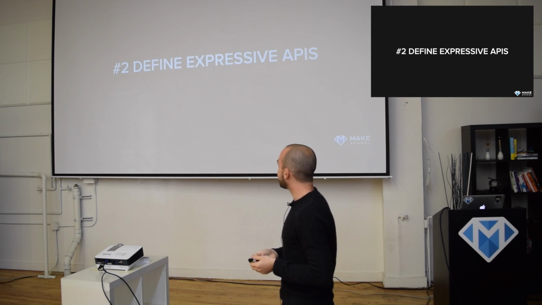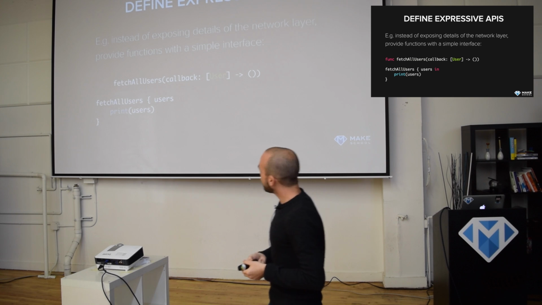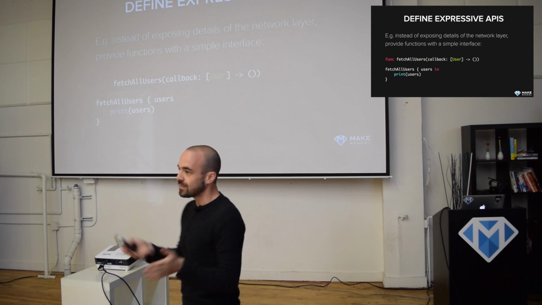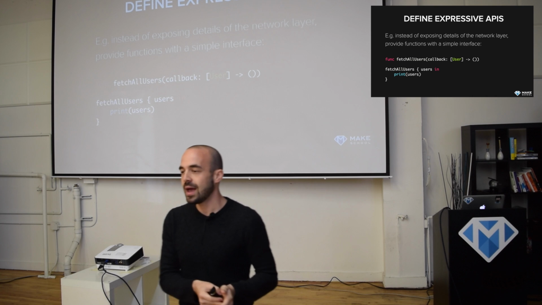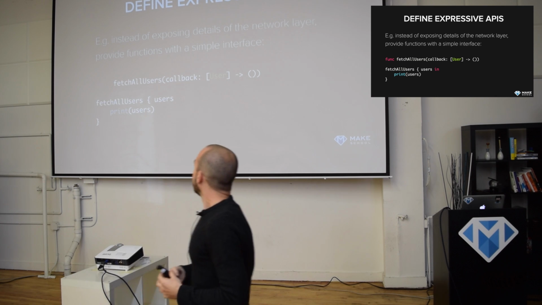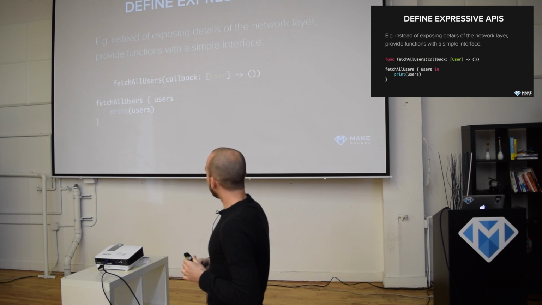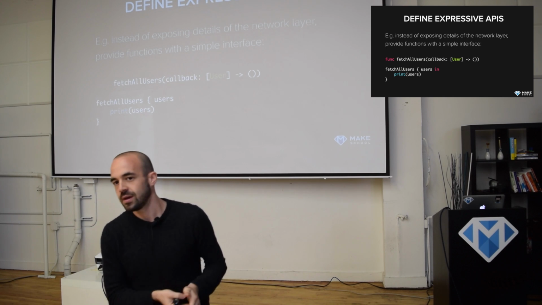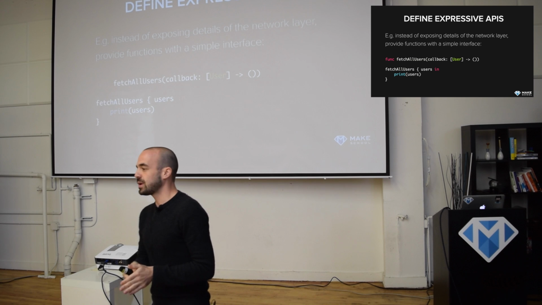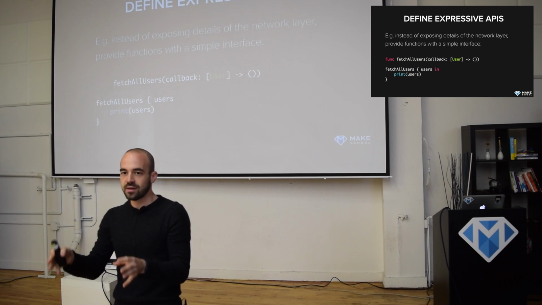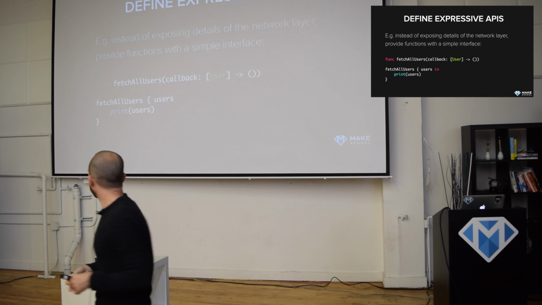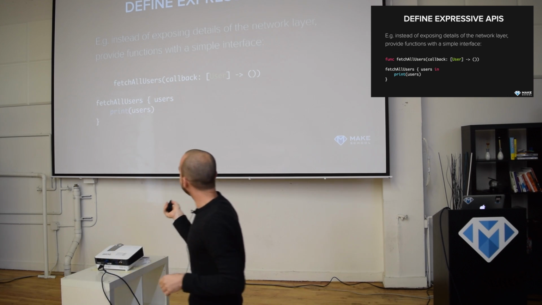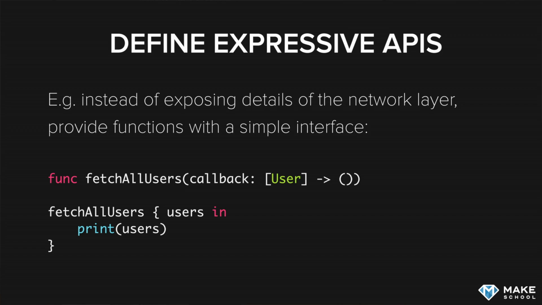Second one is defining expressive APIs. Whenever possible, you should try to, once again, encapsulate code and put it into a nice API. So let's say you want to download all the users in an app, and you want to call this code from a view controller. A not so nice way of doing that would be having all the networking code in the view controller. A better way of doing it would be having a separate class that provides a function called fetchAllUsers, and all it does is provide a callback method that gets an array of users.